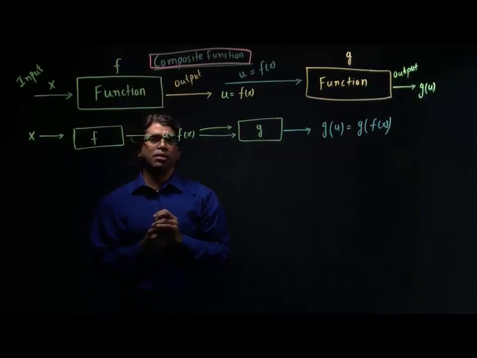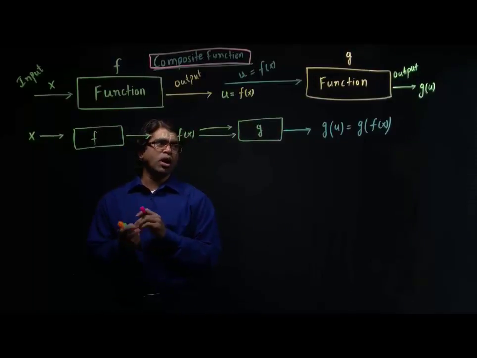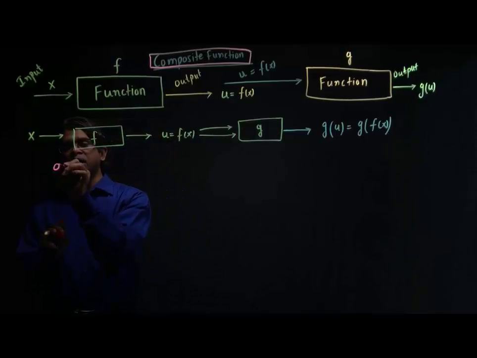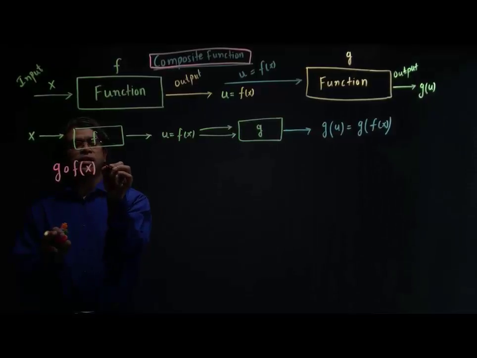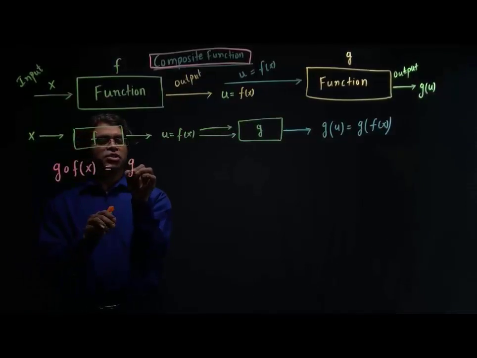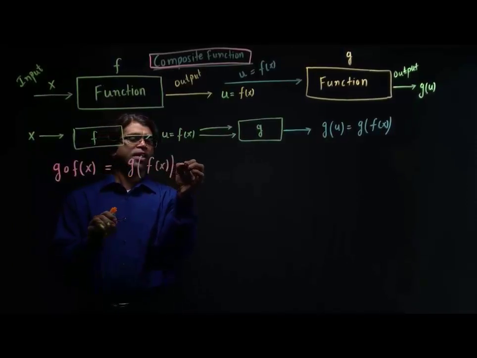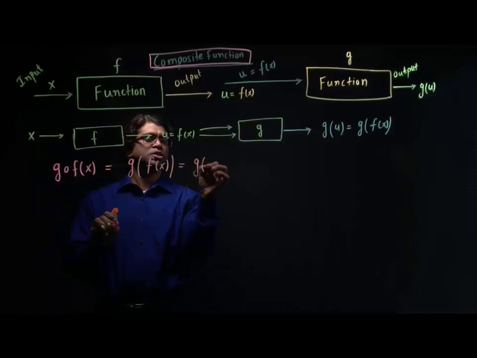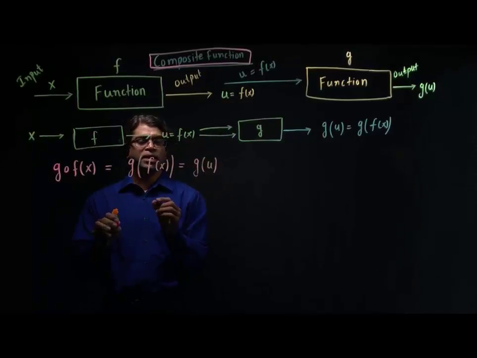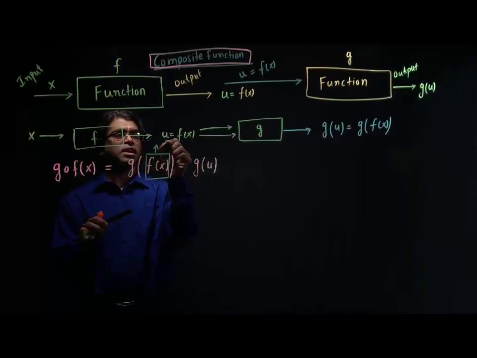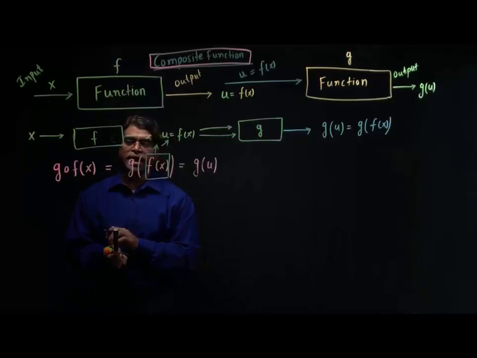The reason we call it composite function is that we are combining two functions to get our final output. If I want to write this whole process in mathematical symbols, I will write g of f of x, which is basically g of f(x), and that is also g of u, because this part, f of x, is basically my u.